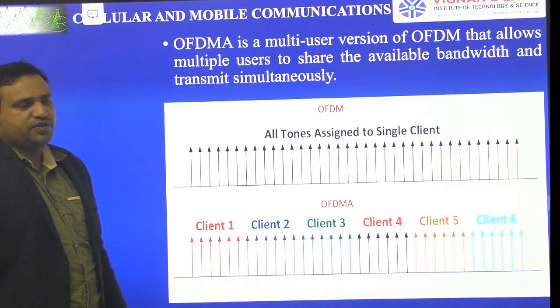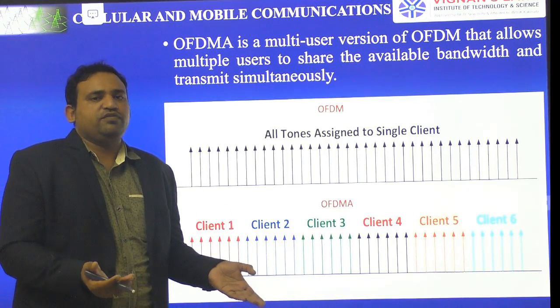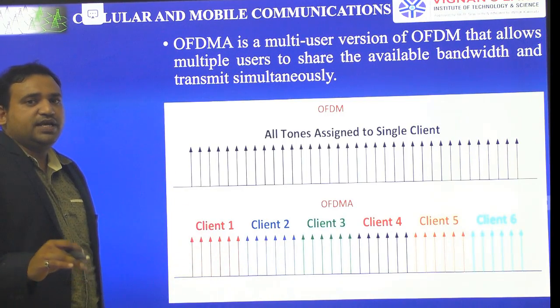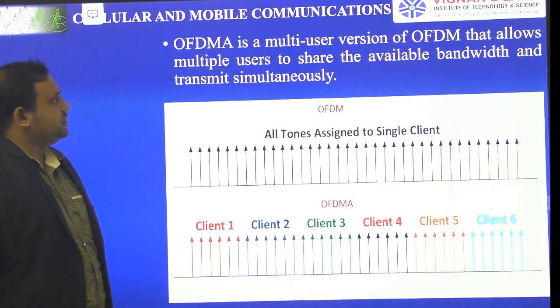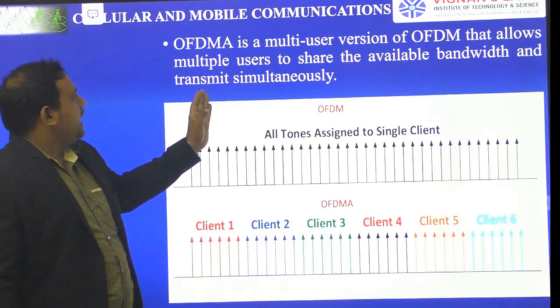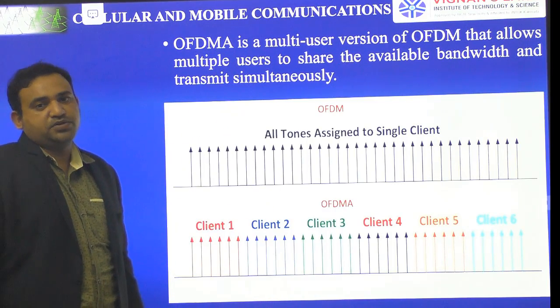OFDMA is a multi-user version of OFDM, nothing but an advanced version of OFDM that allows multiple users. In OFDM, only a single client is used. Multiple users share the available bandwidth and transmit simultaneously. Simultaneous transmission is there with respect to time.